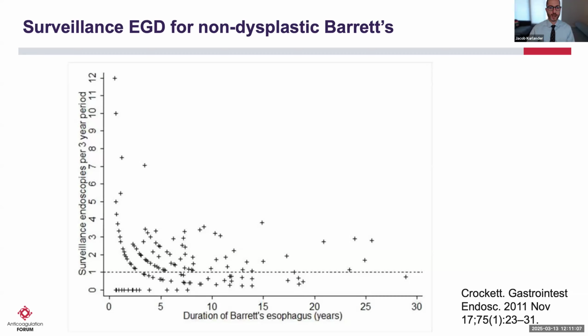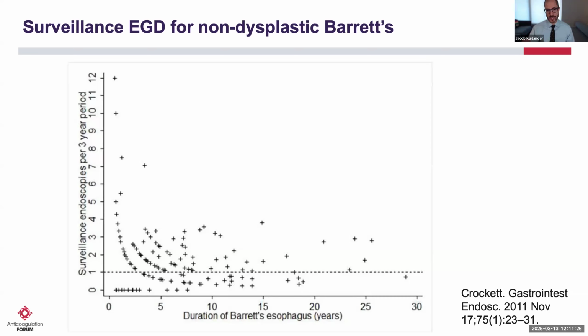Well, in this study, Seth Crockett looked at 3 different centers and asked how often these patients were actually getting endoscopies. So each of these little plus signs here represents a patient. On the y-axis, we have the number of endoscopies per 3 years. It should be 1, marked by that dashed line.